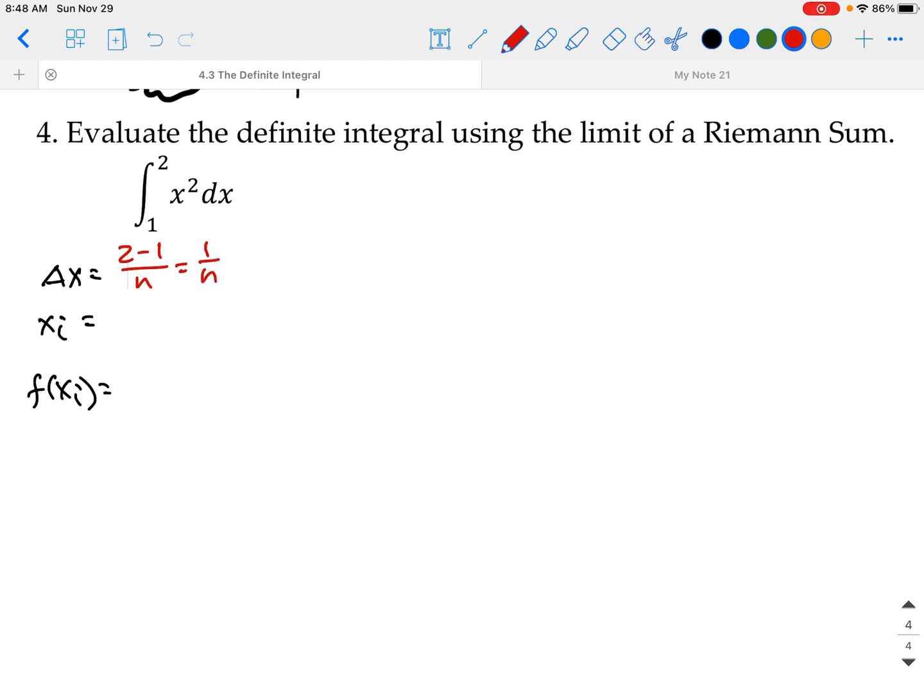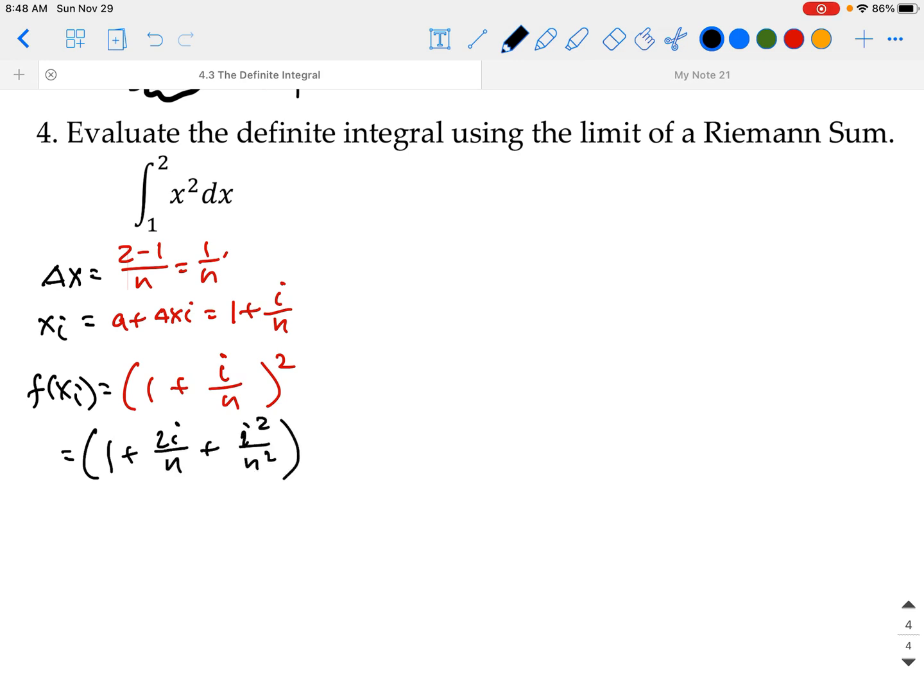And then x sub i again is a plus delta x times i, which is 1 plus delta x, which is 1 over n, times i, so that's just going to be 1 plus i over n. So then f of x sub i is going to be x sub i squared, right? Our function is just x squared, so it'll be (1 plus i over n) squared, which we can just expand ahead of time. So 1 plus 2i over n plus i squared over n squared.